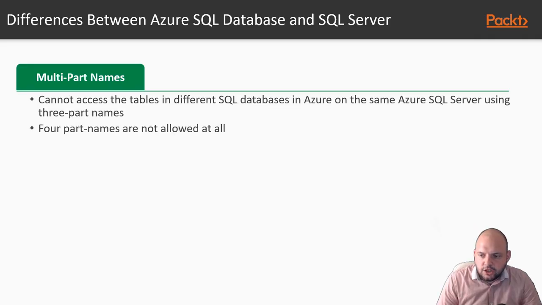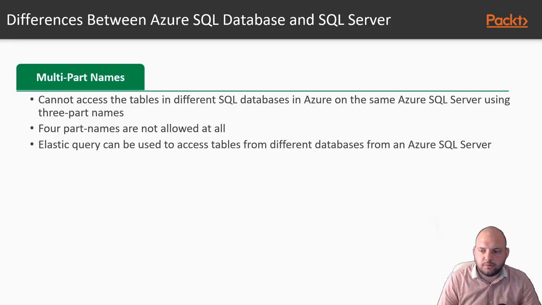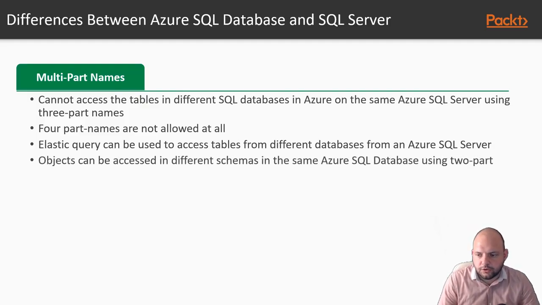You can use Elastic Query to access tables from different databases from an Azure SQL server. Now, we're going to look at Elastic Query in a bit more detail later in the course, but you can access objects in different schemas in the same Azure SQL database using the two-part name, schema.objectName.